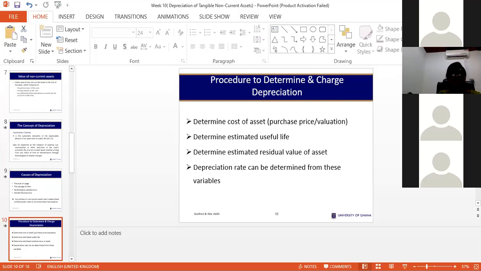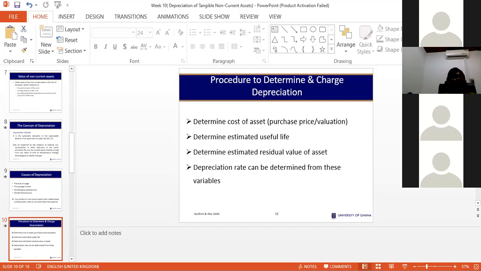So it's going to be the 100,000 minus the 10,000, divided by 5 years. How much does it give us? 18,000. So our depreciation amount over the 5 years, it means that on a yearly basis, we should be allocating 18,000 as the cost of the motor vehicle as an expense to our income statement.